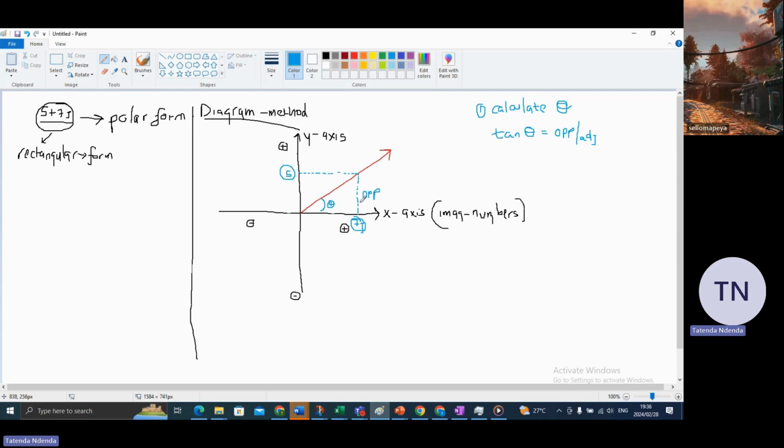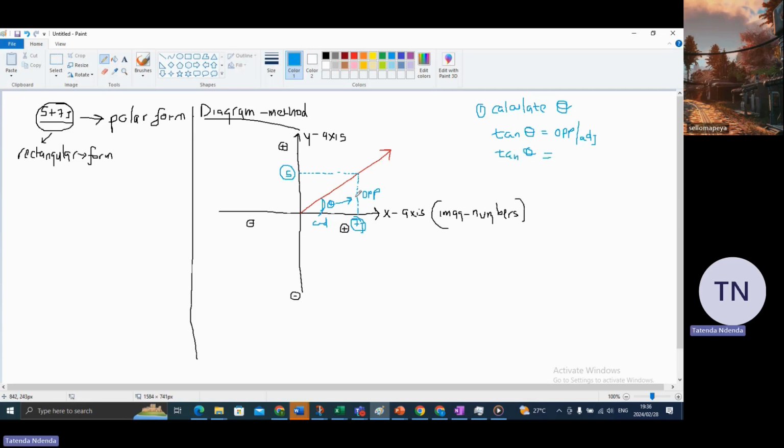Why is it called the opposite? It's called the opposite because it's on the opposite side of the what? Of the angle. And this is the adjacent because it's where the angle starts before it gets to the what? To the hypotenuse.